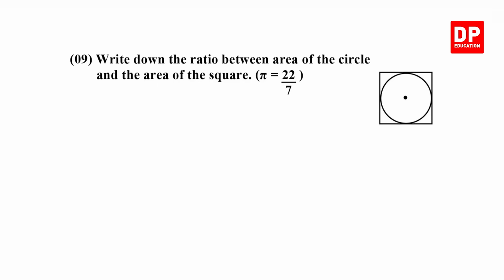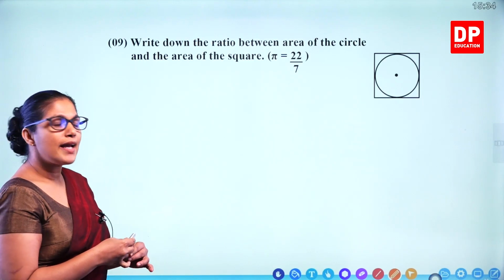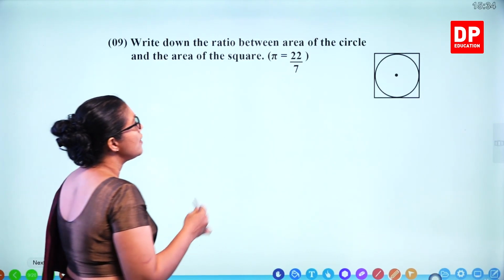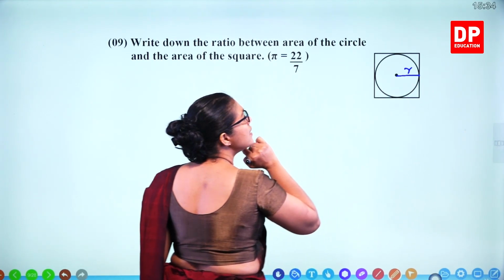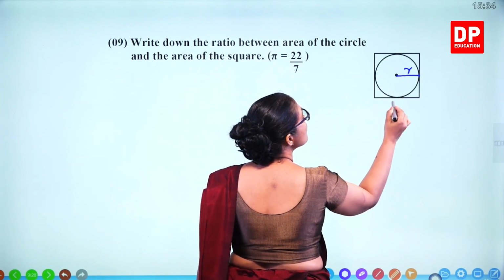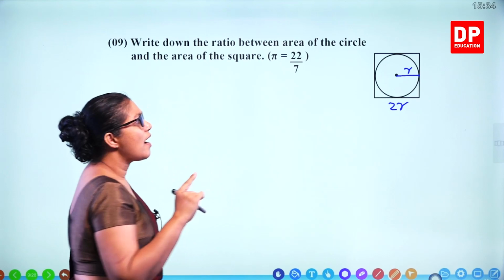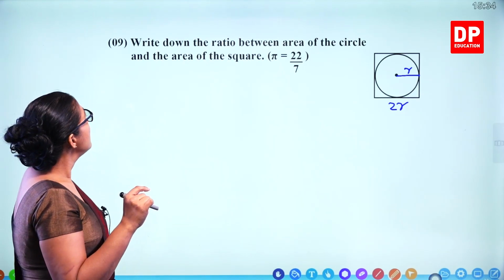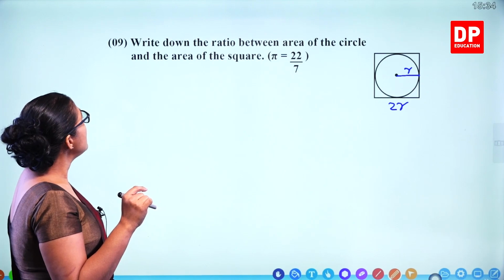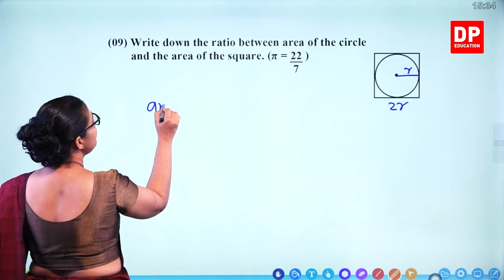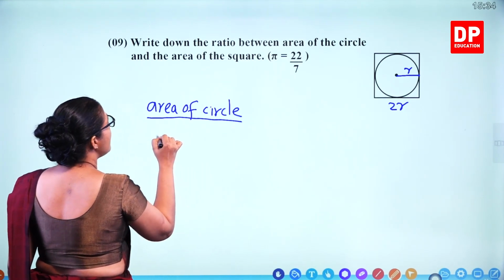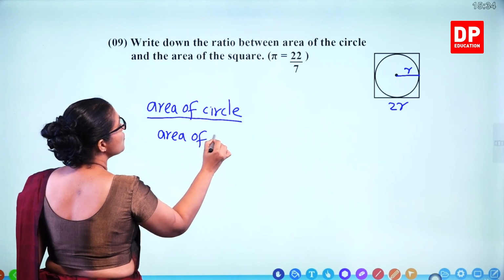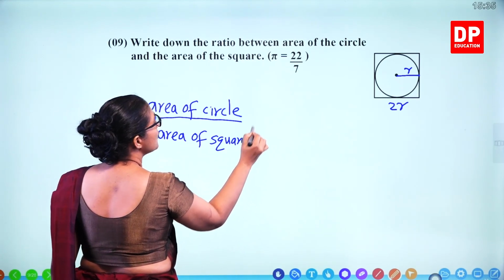Question number 9. Write down the ratio between the area of the circle and the area of the square. You can take pi as 22 over 7. We'll take the radius r. Then what is the length of the square? 2r, because r and r. Now you can find the area. So area of the circle first, and we need area of the square as well.